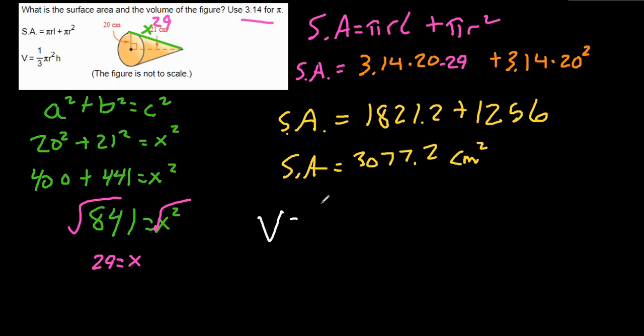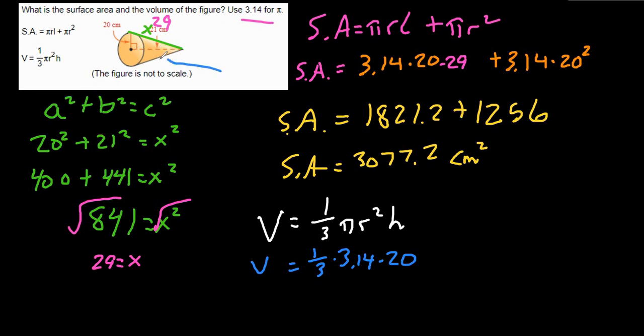The volume equation is 1/3 pi r squared h, so we'll do the 1/3. I'm just going to rewrite it here. And often it's easier to find the volume than it is surface area. So we'll put in our numbers. Pi is 3.14. The radius is 20, and the height is not 29 because that's the slant height. The height was that dotted line up here, which is 21. If you're having trouble putting the 1/3 in your calculator, remember it's just 1 divided by 3. So 1 divided by 3 times 3.14 times 20 squared times 21.